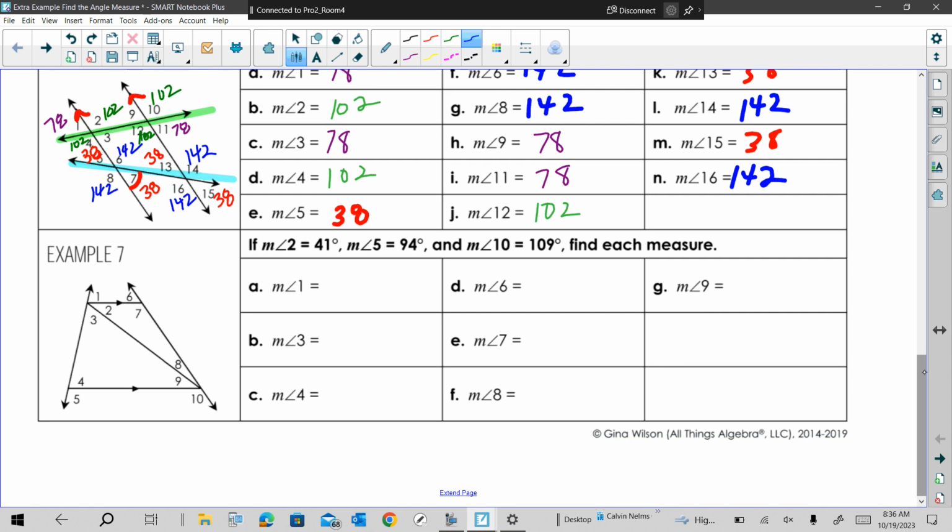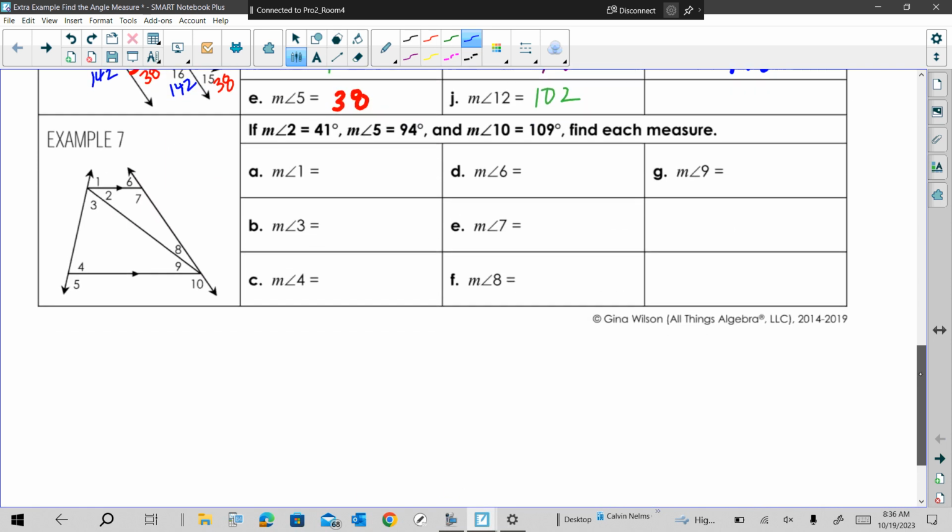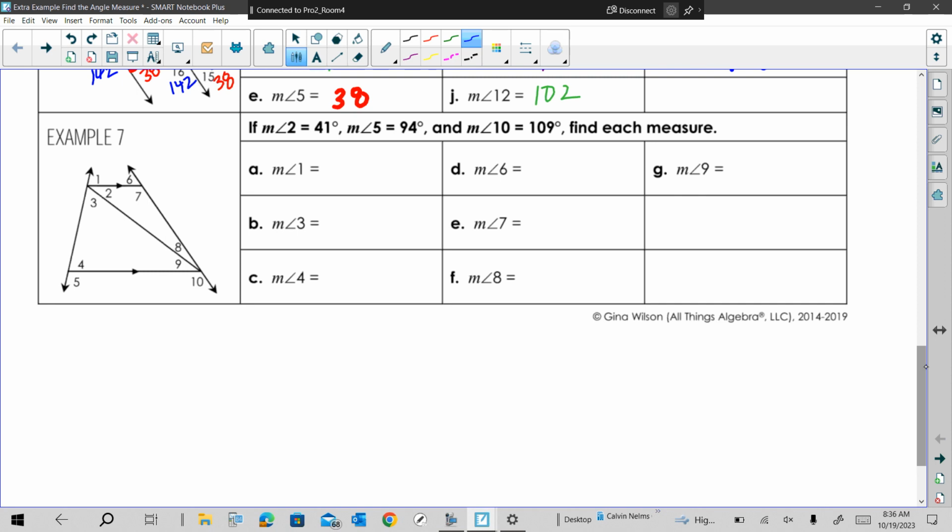All right. Let's look at this last example. They give us a measure. Okay, these horizontal lines, you might want to extend them just to see a little bit better because there's going to be 3 transversals here.